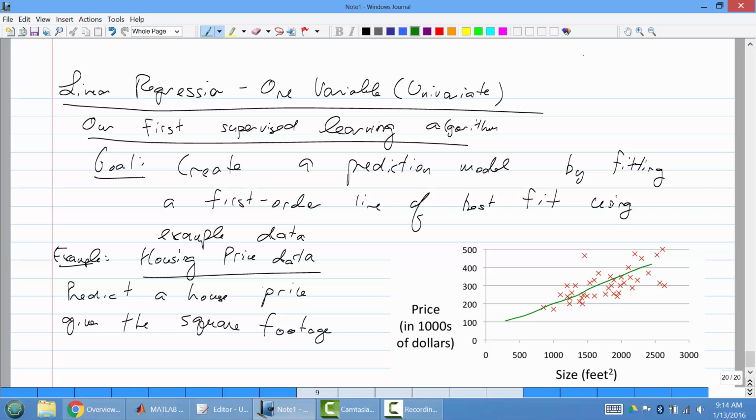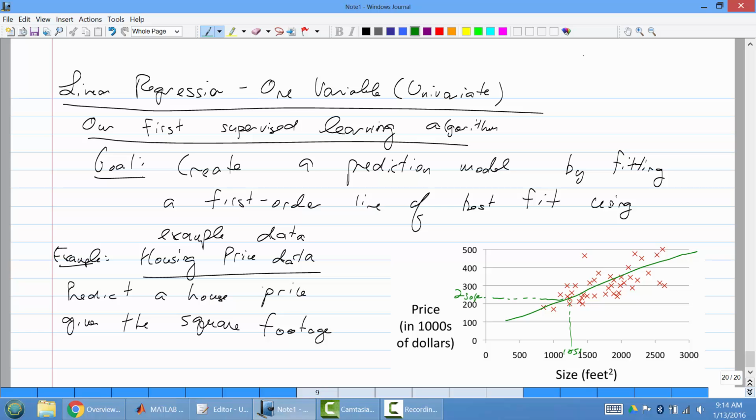So something like this might work. Maybe a line of best fit like that. It's a first order line, and then if you want to predict the price at, let's say, 1250 square feet, it might be something around 250 or so. That's a good example. So you create a prediction model that fits a first order line of best fit through as many points as possible with the least amount of error, and then use that to predict new instances.